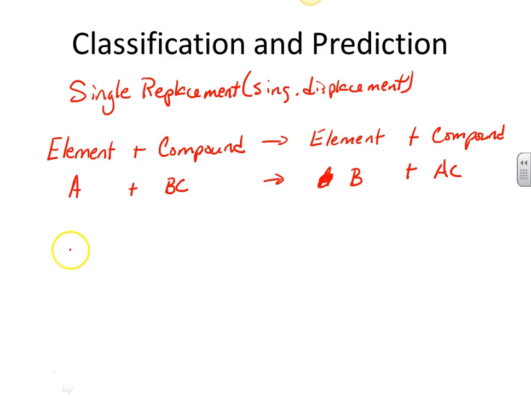The other option is that we could have X plus YZ yields Z plus YX. And the difference between these two is which element is being replaced. In this case, we would have A replacing B. B is removed from the compound and A takes its place with C.